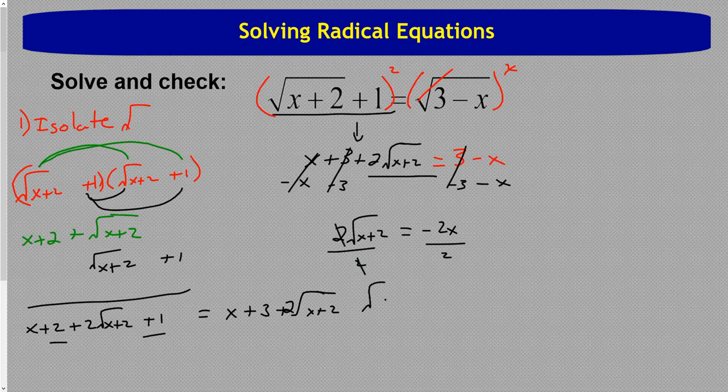This gives me x plus 2. And on the right, I get negative x. Now this radical is by itself, so let's square it, which means I square this also. X plus 2 is equal to negative x times negative x, which is a positive x squared. Here's a quadratic equation. I just need to solve that.